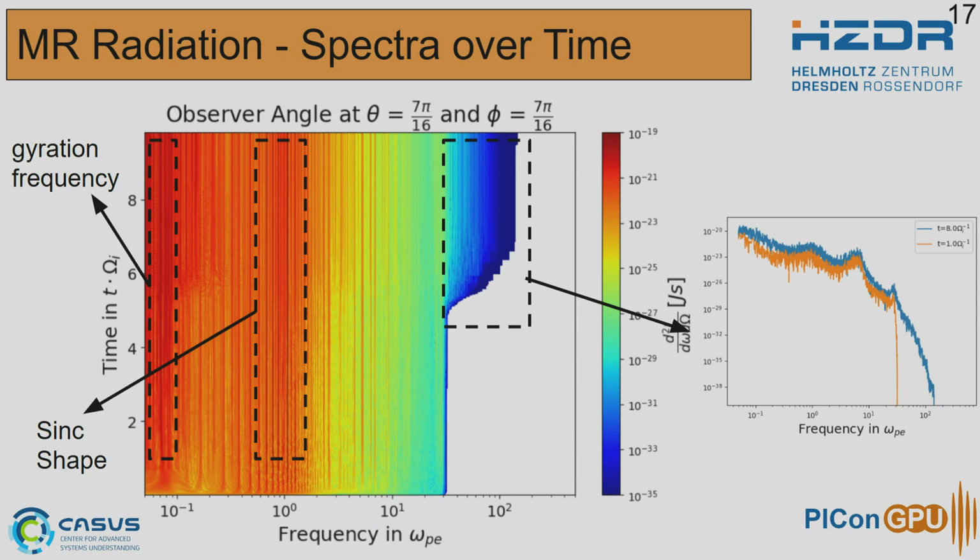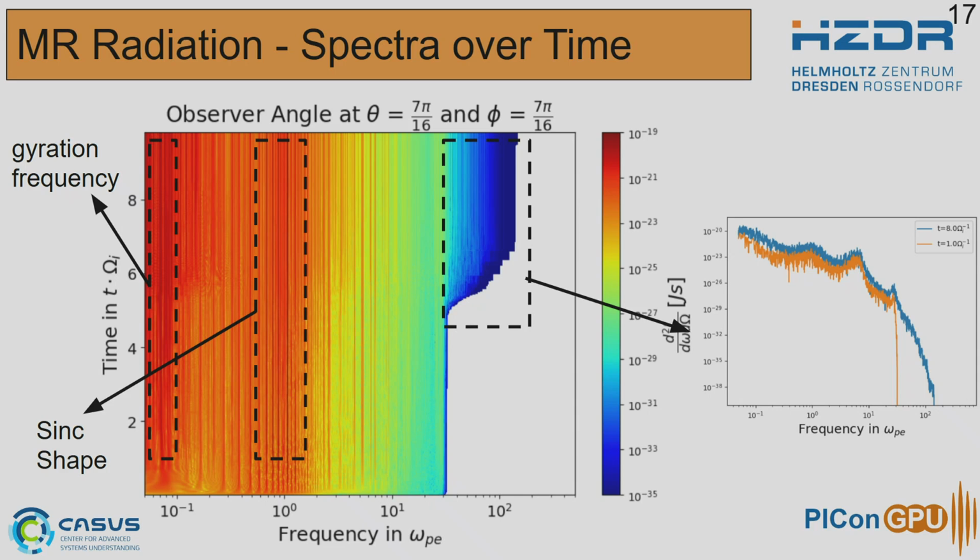Another thing is this sinc shape. Now I'm going to talk about it later in more detail. But basically I said, at the plasma frequency we're going to get some radiation contribution because that's the oscillation frequency at which the plasma oscillates in thermal equilibrium. But you can see that we have a lot of lines next to it. And it has the shape of a sinc, so sine of x squared divided by x squared. And why that is the case, we're going to talk about in the next slide.